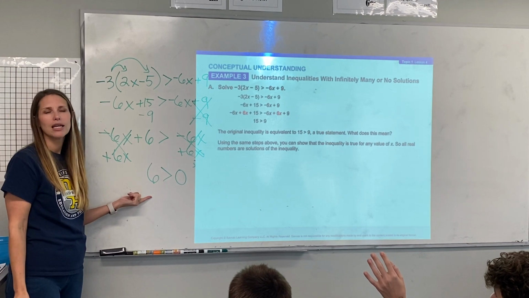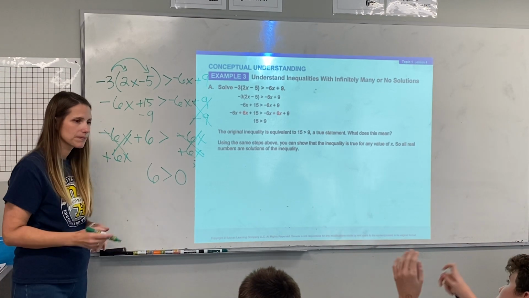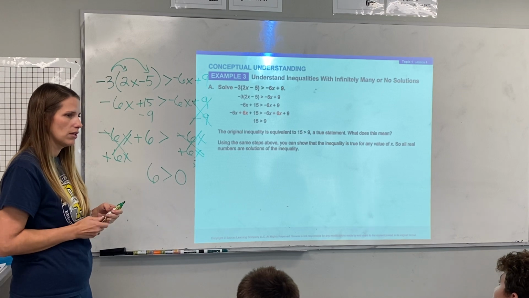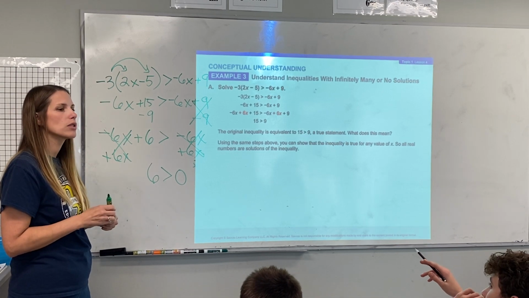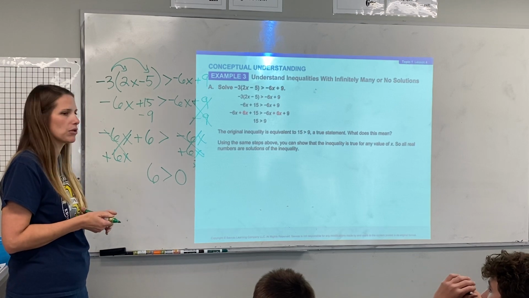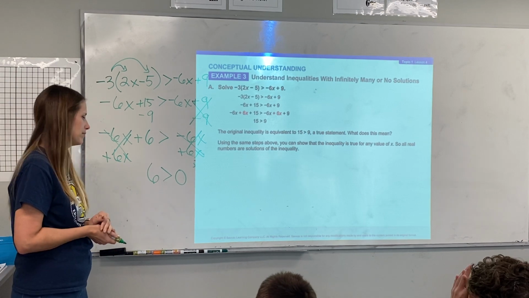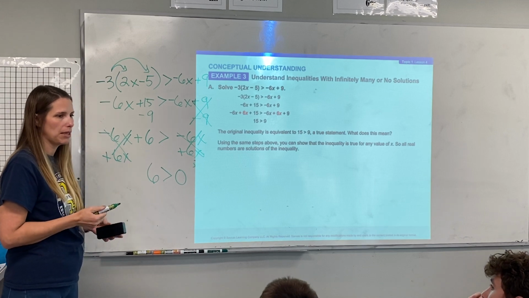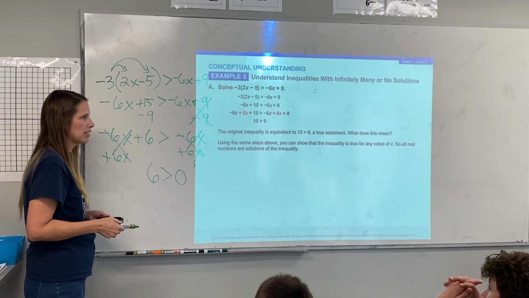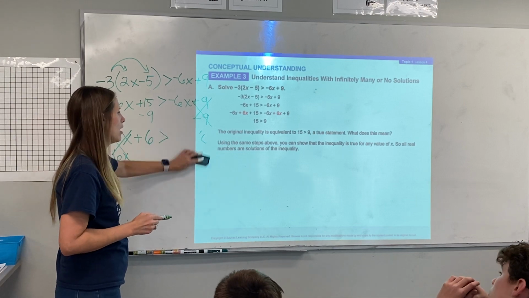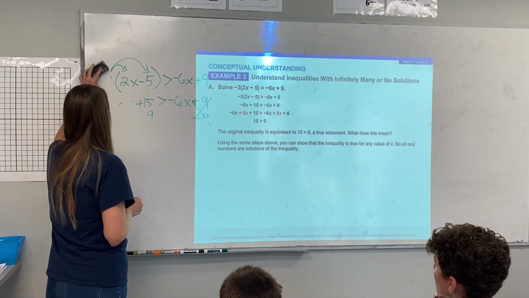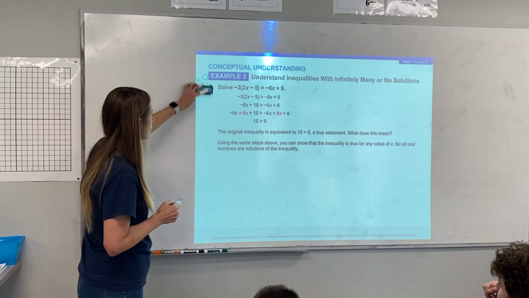If the question was on a test, the answer would be all real numbers. It wouldn't be anything like this. It would probably be a multiple choice, and if it were a fill-in, you would write all real numbers. You wouldn't have to show any of this, because it technically could be a lot of different types of true statements, but that's a really good question.